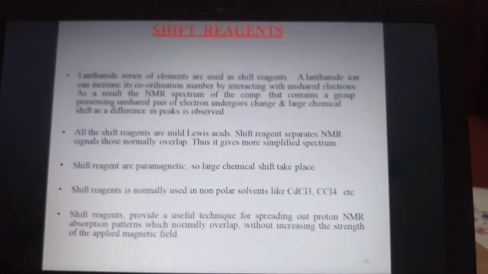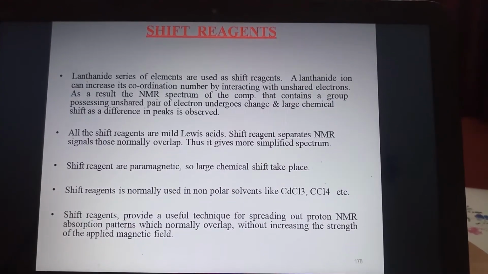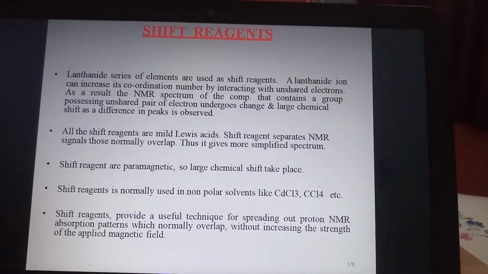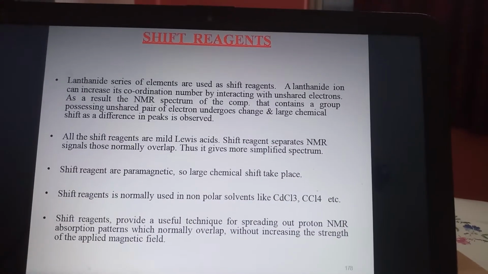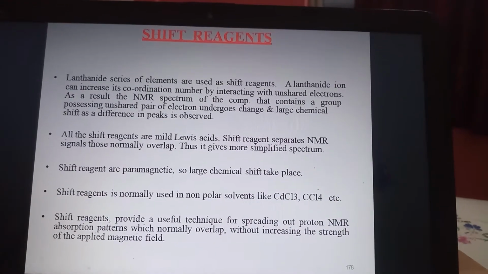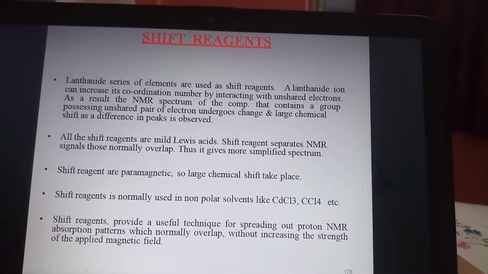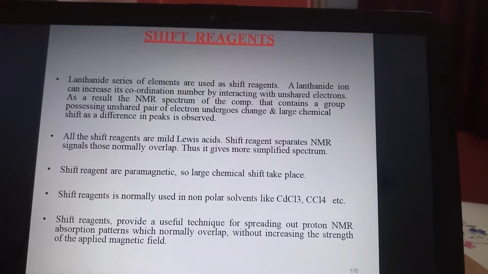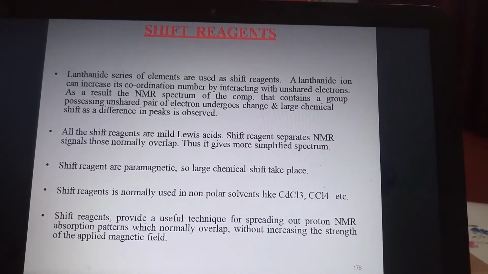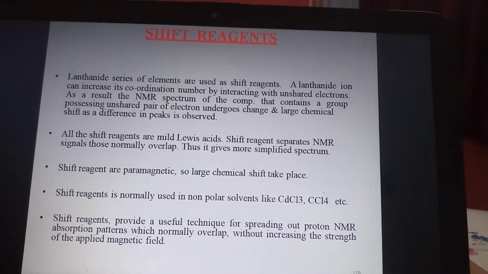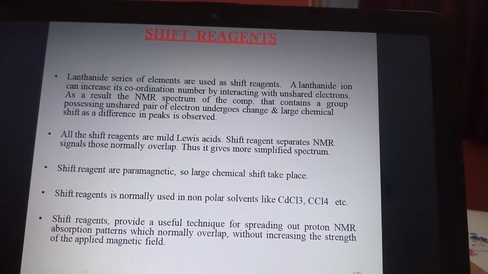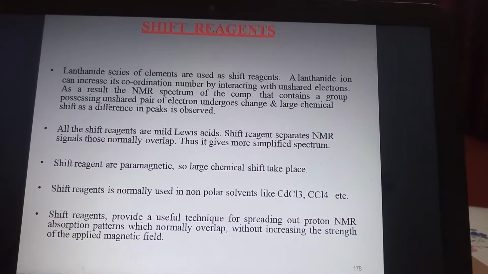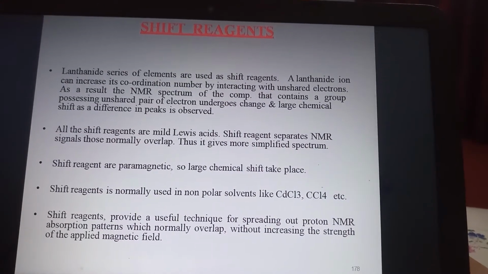Shift reagents. Lanthanide series of elements are used as shift reagents. A lanthanide ion can increase its coordination number by interacting with unshared electrons. As a result, the NMR spectrum of a compound that contains a group possessing an unshared pair of electrons undergoes change, and a large chemical shift difference in peaks is observed.